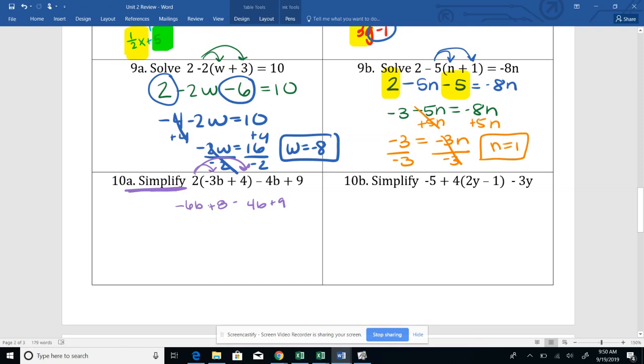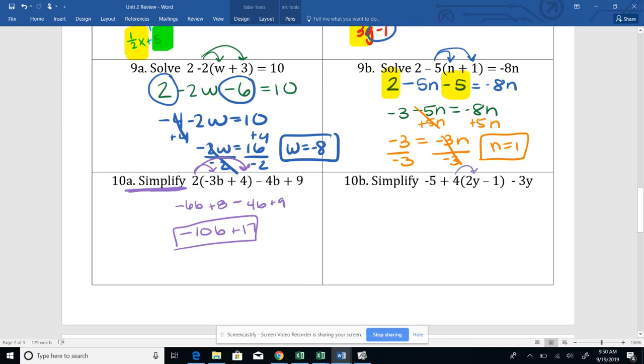And looking at my like terms, I have negative 6b and negative 4b. That gives me negative 10b. And positive 8 plus 9 is 17. I have to stop here because negative 10b has a variable b and 17 does not. So those are not going to be like terms. There's nothing more that I can do.